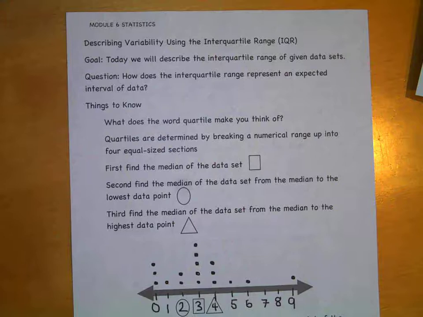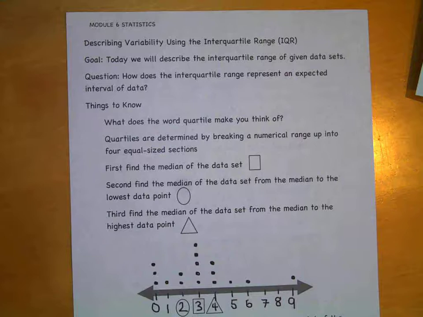Things to know. Basically, what you need to know is the interquartile range, or the IQR, is directly related to the median. Whereas we learned in a couple lessons ago that the MAD, the mean absolute deviation, is directly related to the mean. So for MAD, you use mean. For IQR, or interquartile range, you use median.